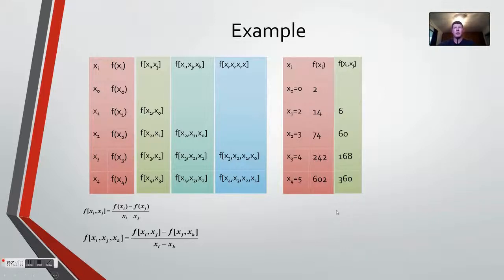You want to use the values from the previous column in this column, so we can see the equation here. We have the f of x sub i, x sub j. So we would take our 60 minus our 6. And then we would start with our 3 minus 0 for the denominator. 60 minus 6 over 3 does give us 18, in fact. But again, we'll follow the same pattern here.